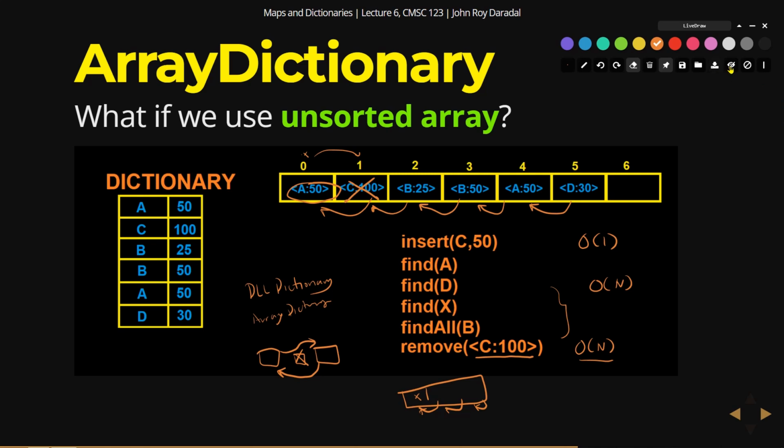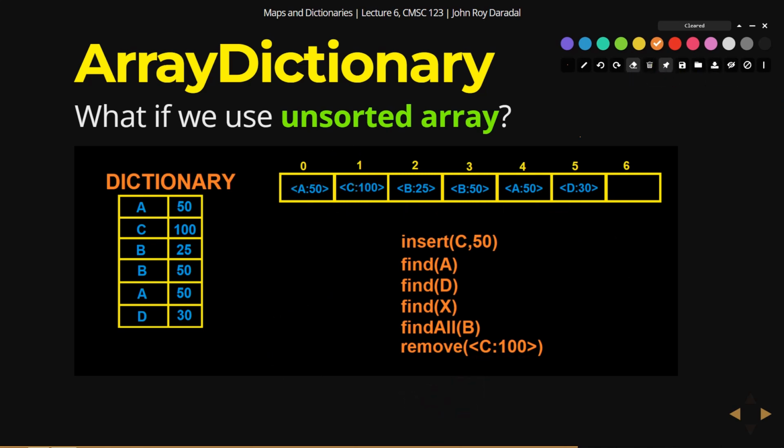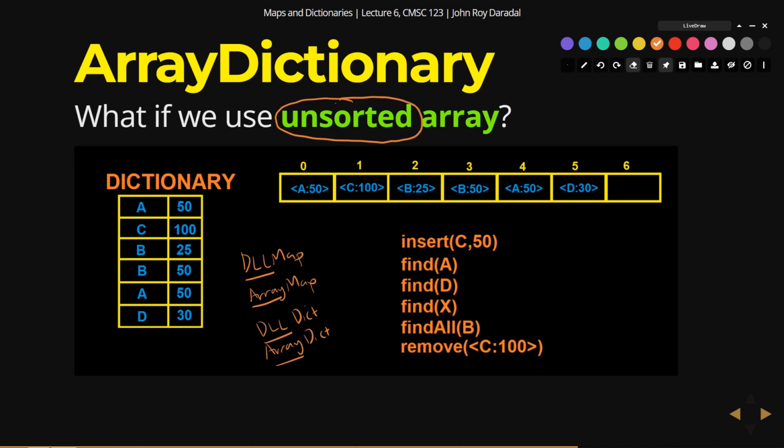So you've noticed so far that we did DLLMap, we did ArrayMap, we did DLLDictionary, and we did ArrayDictionary. And it turns out that even when we switched between DLL or array, the performance was the same, and then the same thing here. What if that is not the problem? What if the DLL versus the array is not the problem? What if this one is the problem? The fact that it is unsorted.